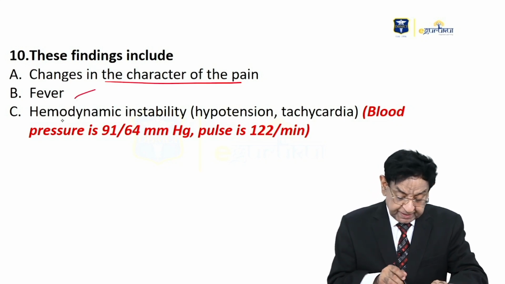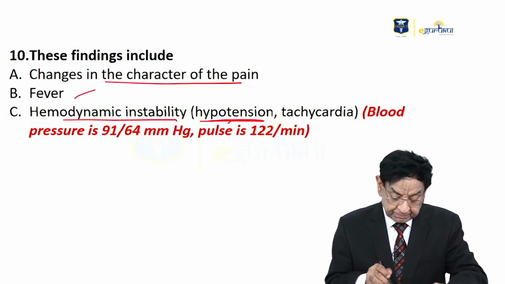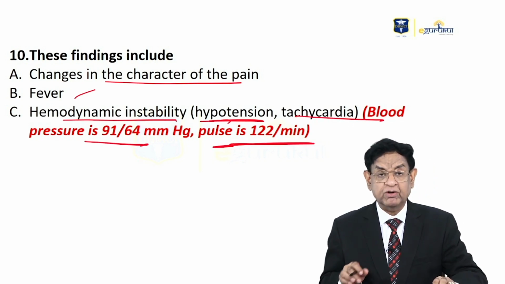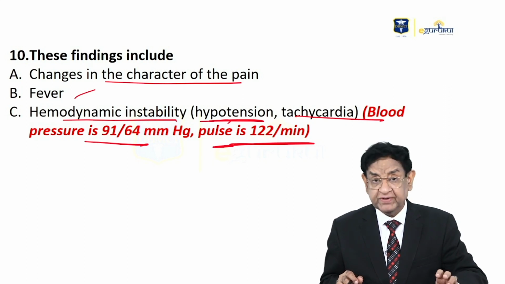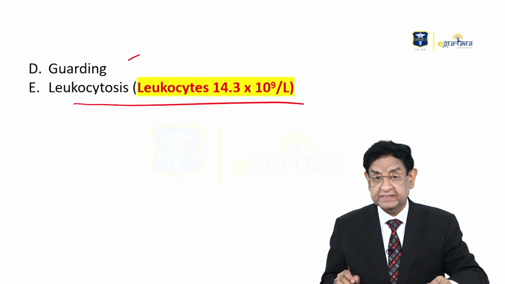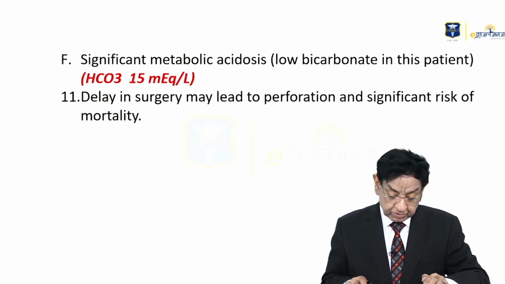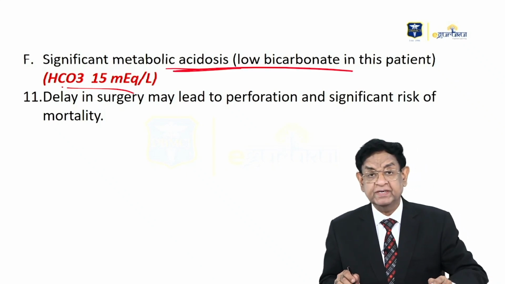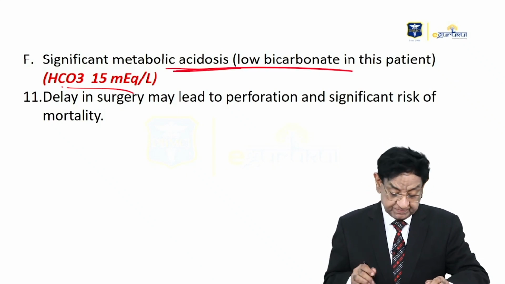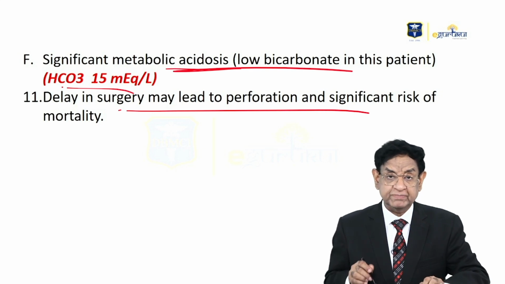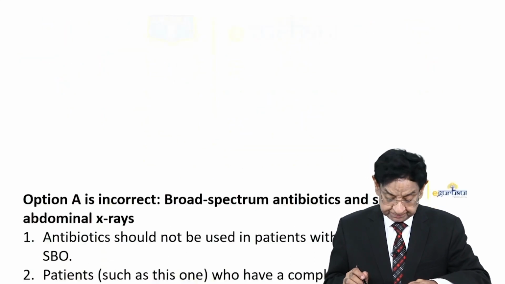Fever and hemodynamic instability, hypotension, BP is so low, tachycardia, 122 is the pulse. They are all signs of severity, and moreover, in addition to that, guarding and leukocytosis, TLC count is raised. Metabolic acidosis, bicarb is 15. Okay, that means even acid base derangement has occurred. So now you cannot afford to delay surgery. It has to be done immediately because there are so many warning signs that the patient is going into a complicated state.